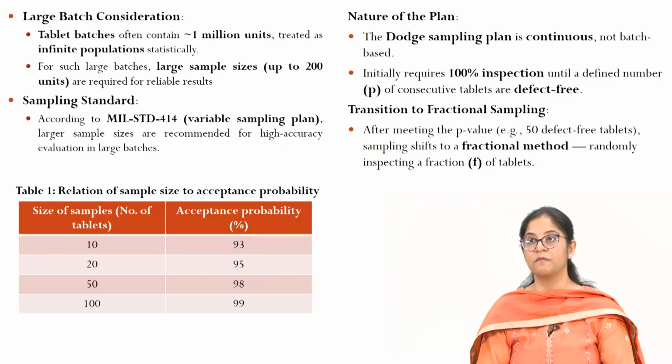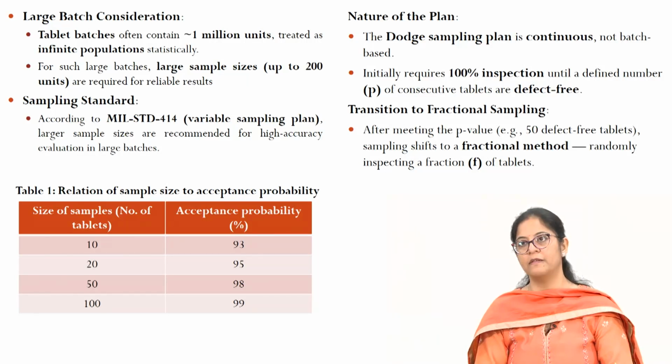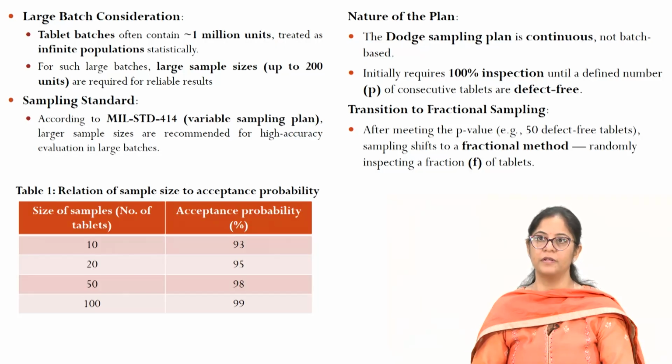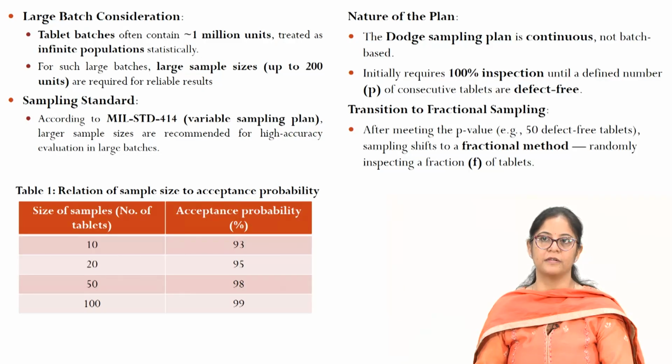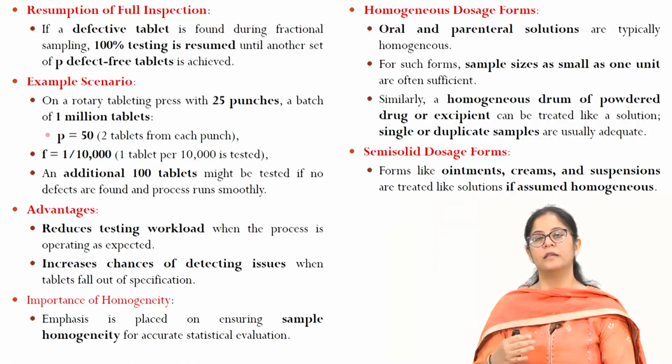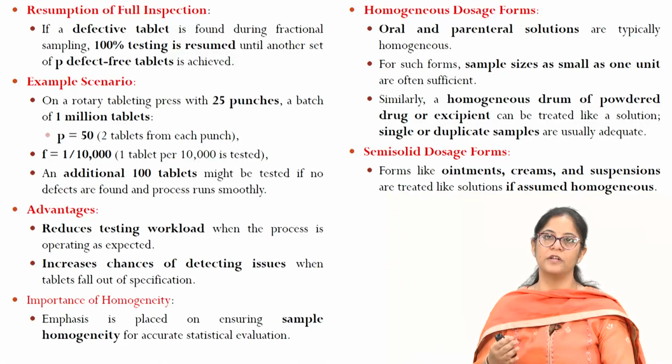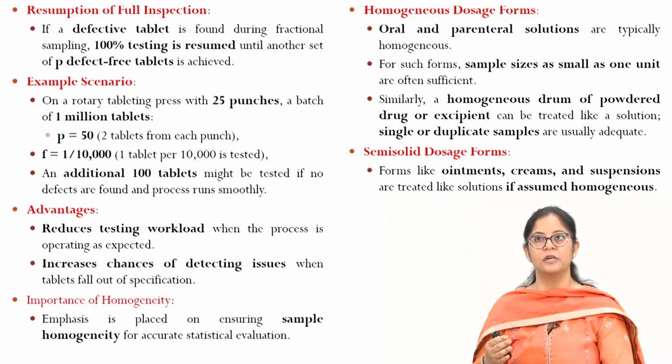It initially requires 100% inspection until a defined number, that is P, of consecutive tablets are defect free. Once you get defect free samples after meeting the P value, for example 50 defect free tablets in a row without a break, the sampling then shifts to the fractional method, wherein tablets are randomly sampled and inspected. Then again it switches to full inspection if a defective tablet is found during the fractional sampling. 100% testing is resumed until another set of P defect free tablets is achieved.